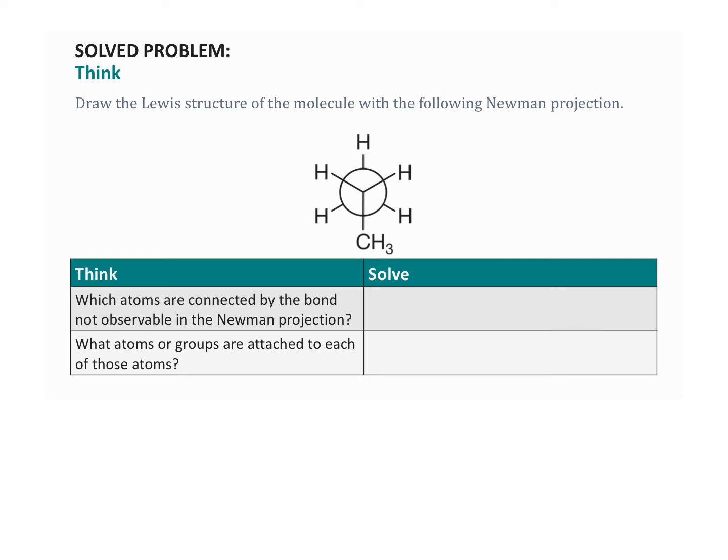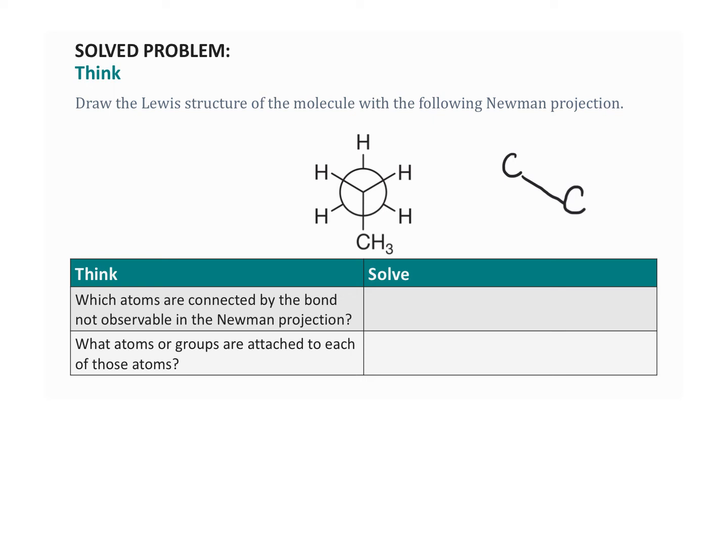a Fischer projection, okay? So when we look, the bond that's not shown is a carbon-carbon single bond, okay? And so I know at the dot in the middle, there is a carbon, right? And so that's going to be my front carbon. And then I know that that big circle in the back is another carbon. And so that's my back carbon. And so that's where I'm going to start first, okay?